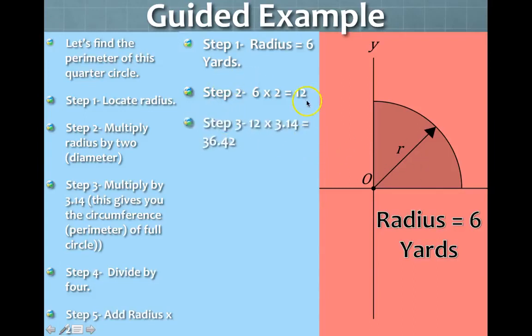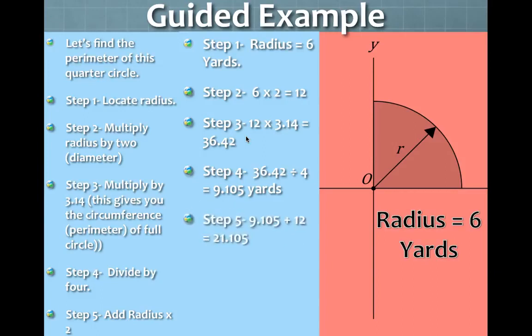So now let's go through it. So we have that diameter of 12. 12 times pi is 36.42. We then divide it by 4, which is 9.105, but then you have to add the diameter, or the radius times 2, which is 12 in this case. So 21.105 yards is the perimeter of this quarter circle.